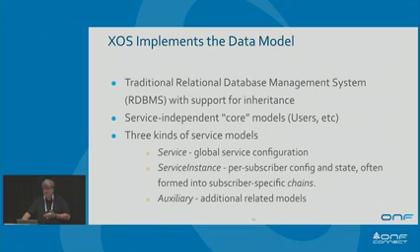We will typically take these per subscriber service instances, we'll form them into chains, because the subscriber will actually have a presence throughout the system. He not only has his ONU, he's also got a route through the aggregation switch, for example. And then you'll also find some auxiliary models, which are models that are neither the service nor the service instance, but they're kind of glue that holds the rest of the service together.